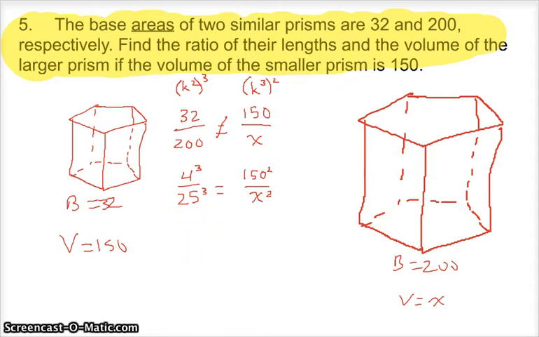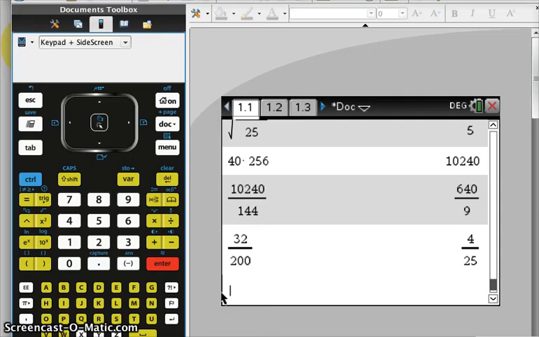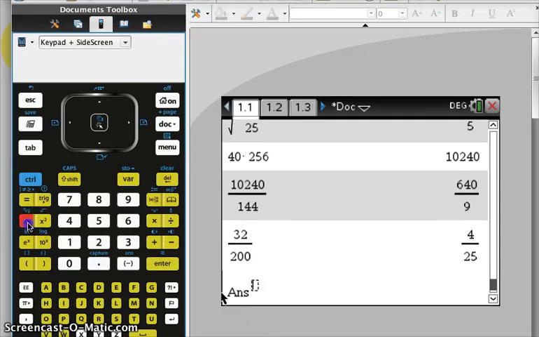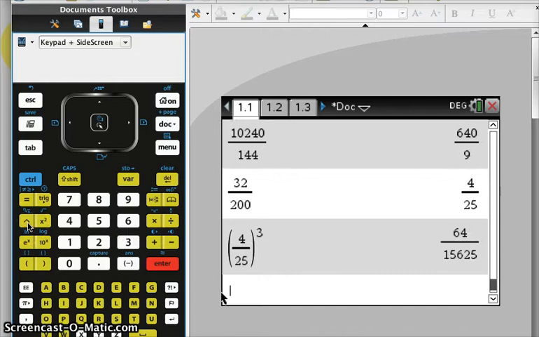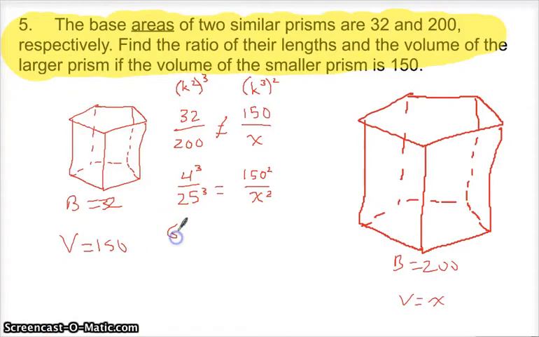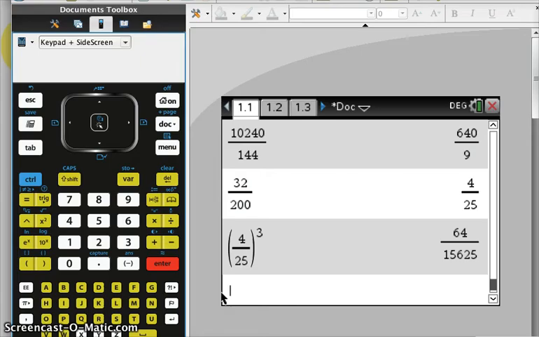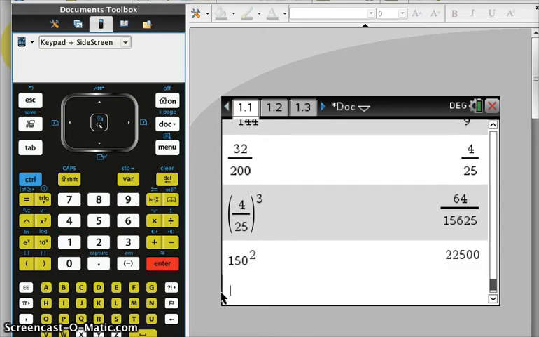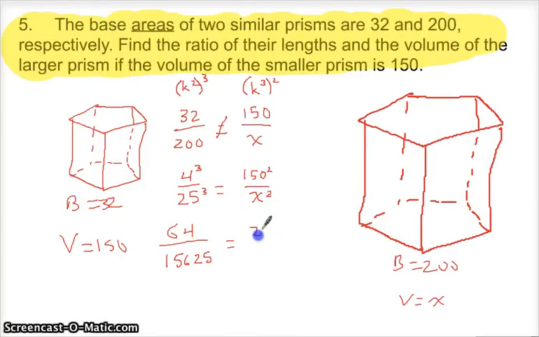4 cubed, oh my gosh. I could actually do this really quick this way. If I just took this to the third power, it would give me a nice fraction. 64 over, yeah, see, those numbers are great, aren't they? 64 over 15625 equals 150 squared, which is 22,500 over x squared. You can cross multiply. Give me a second. Yeah, look at that.